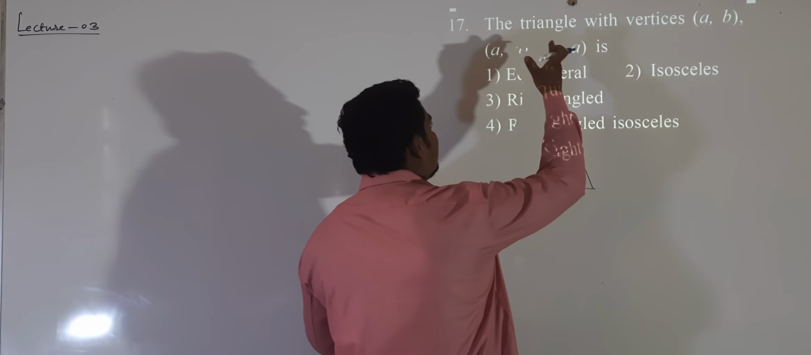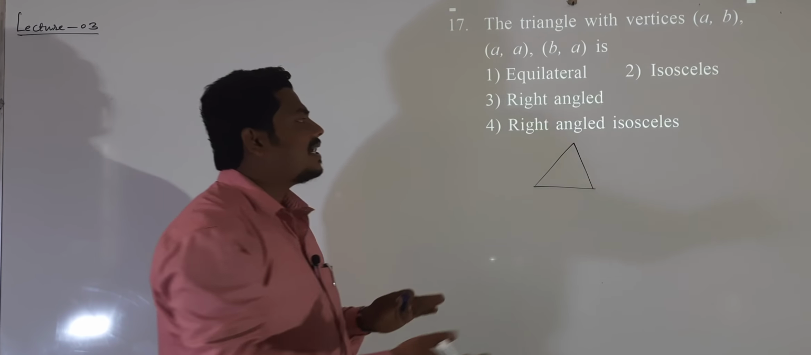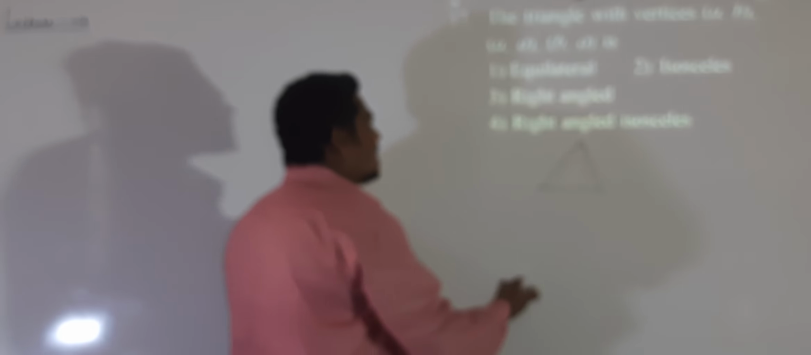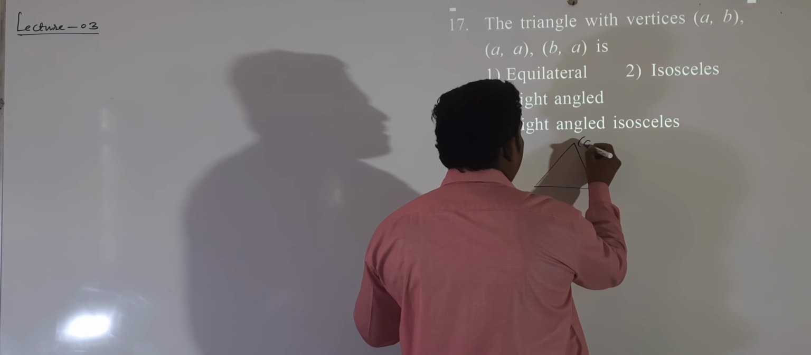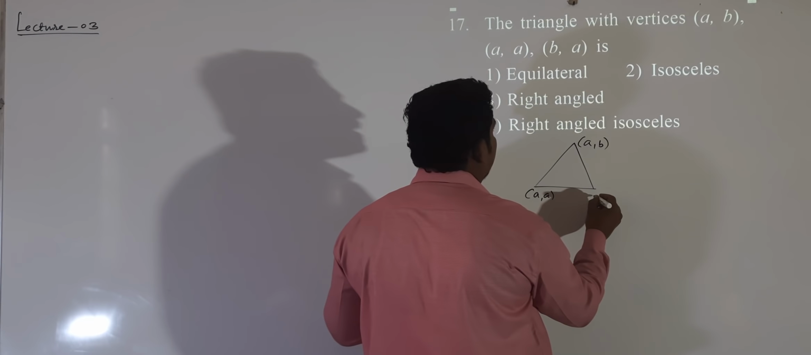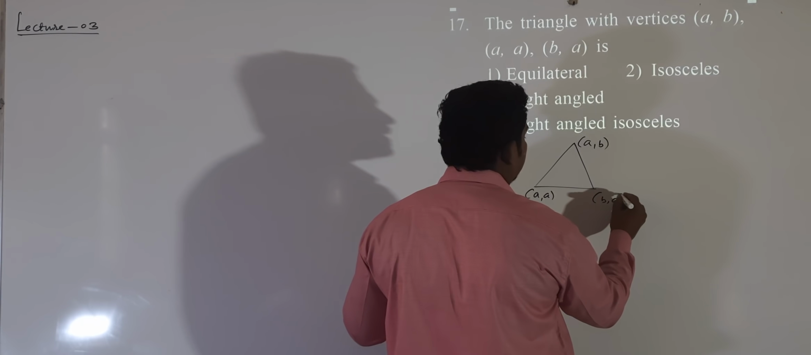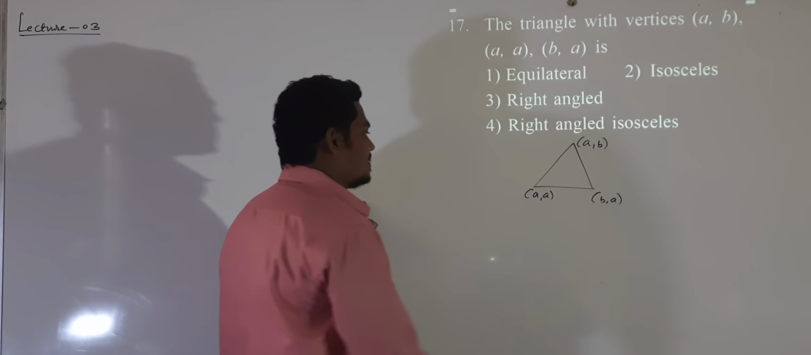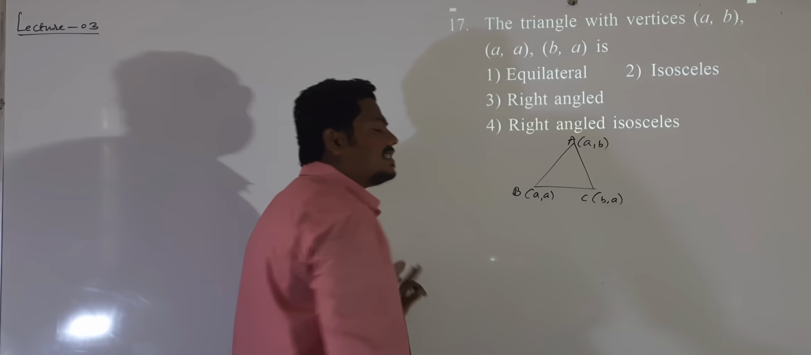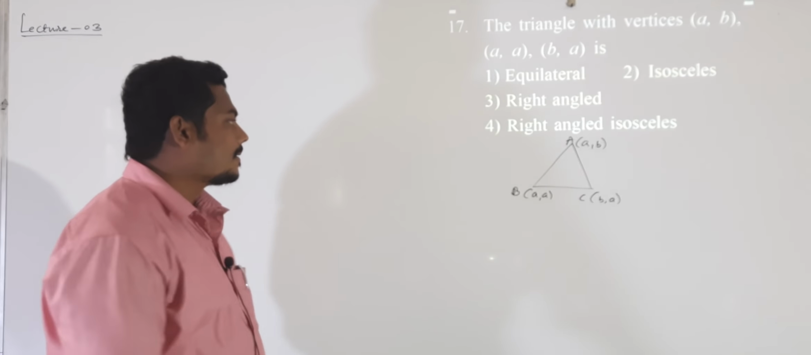To conclude whether the given points are vertices of an equilateral, isosceles or right angled isosceles triangle, just find their side lengths. Point A is (A, B), this is (A, A) and this is (B, A). Just find the AB distance, BC distance and CA distance. Just find their side lengths, right?